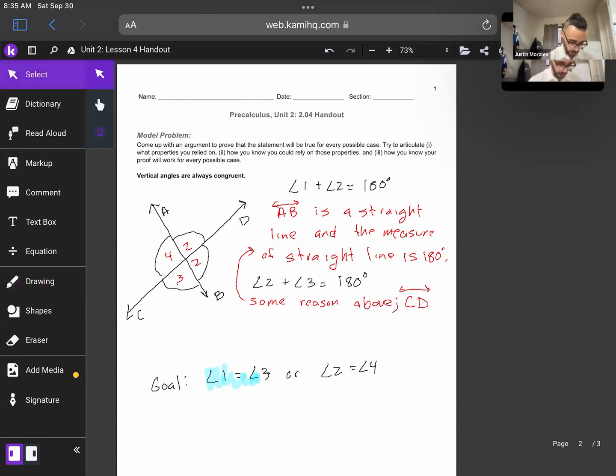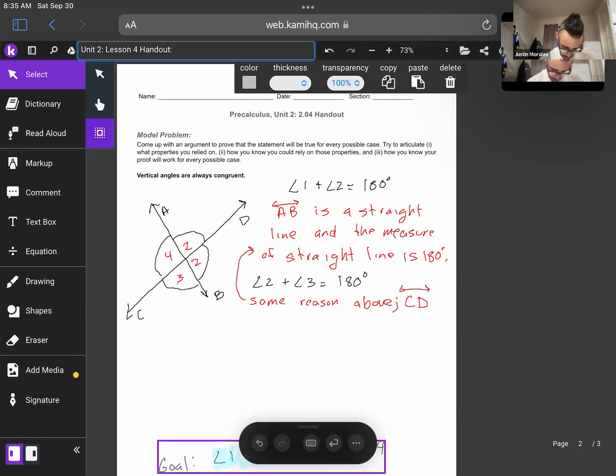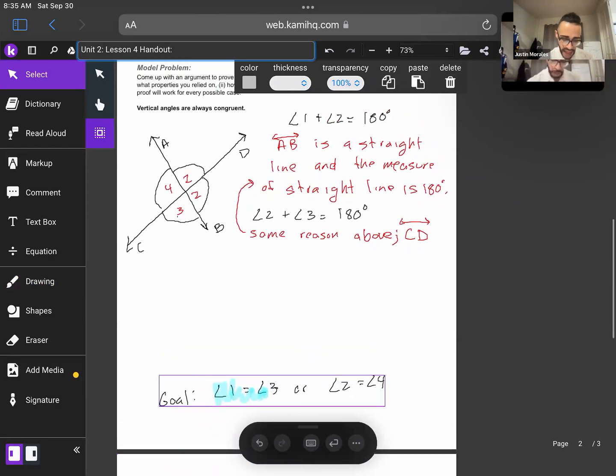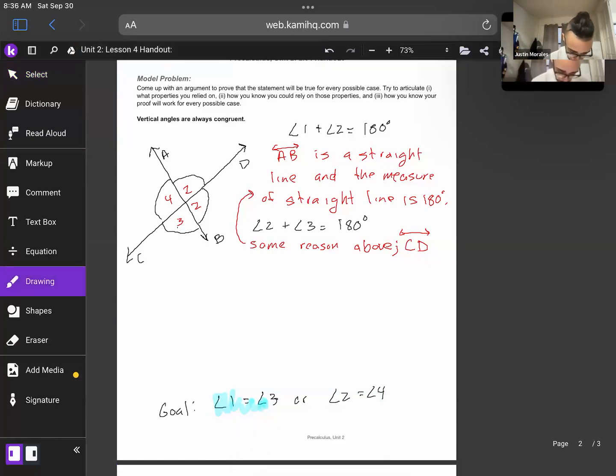Let me just move this down a little bit because we're going to need more space. Now we did something very important. We said angles 1 and 2 equal 180 degrees, and angle 2 plus angle 3 equals 180 degrees. Because of that, we're able to say angle 1 plus angle 2 is equal to angle 2 plus angle 3, because they're both equal to 180 degrees, so we can say they're equal to each other.